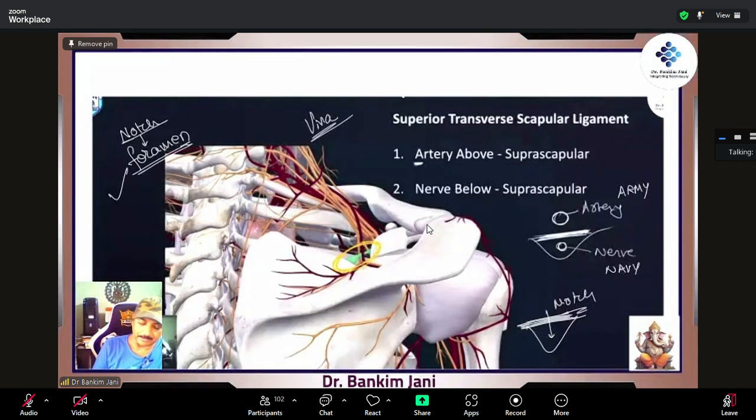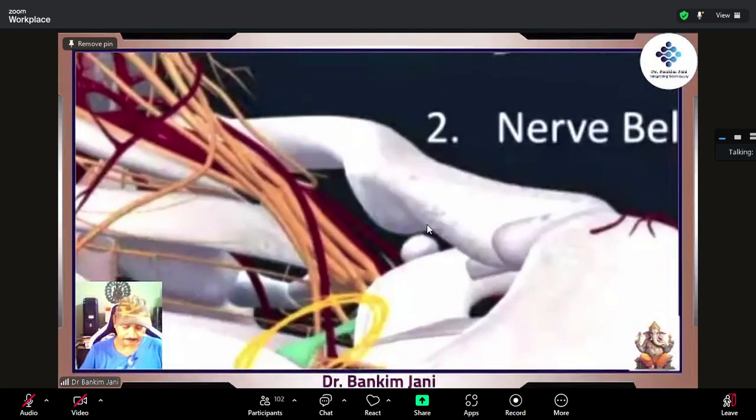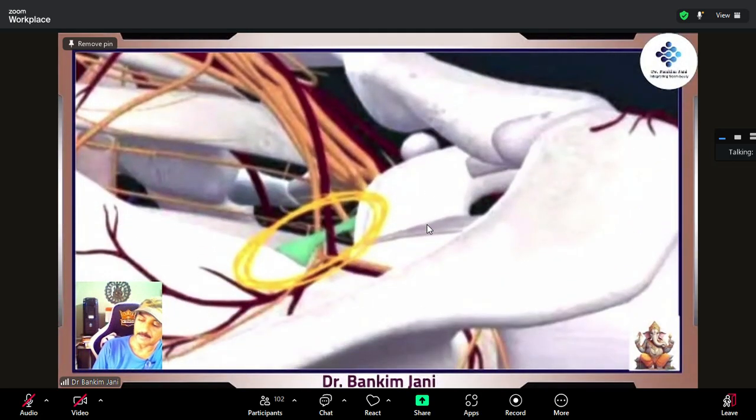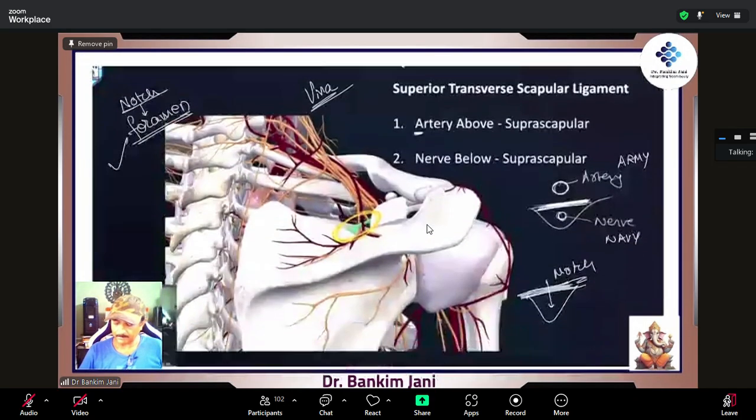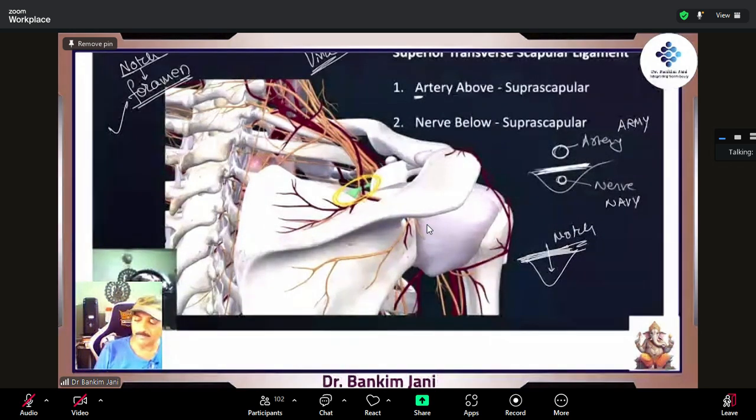I zoom this in. Think that there is one nerve here, there is one artery here. Getting it? So this artery is above and the nerve is below. So think of it like this: artery is above, so army is above and navy is below.